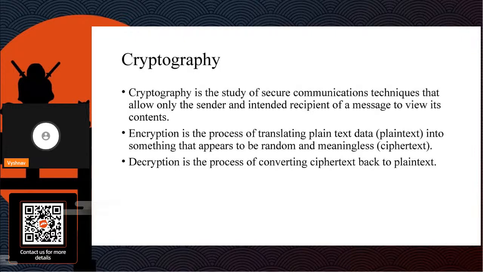I think everyone has heard of the word encryption. If you open a WhatsApp chat, we can see on the top that messages to this chat and calls are now secured with end-to-end encryption. So here, what is encryption? Encryption is a way of scrambling data, or translating plain text into something that appears to be random and meaningless, which is ciphertext. Decryption is the process of converting that ciphertext back to the plain text.